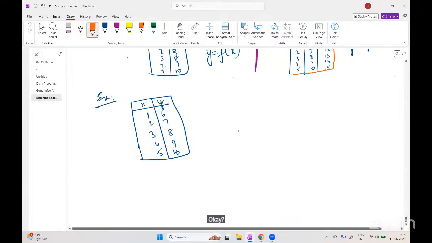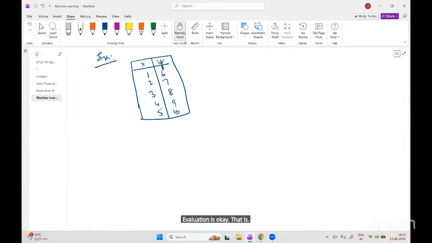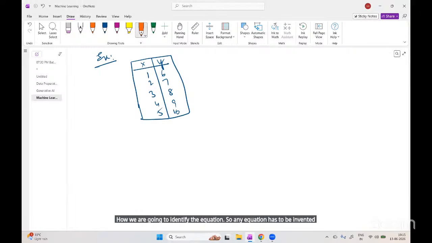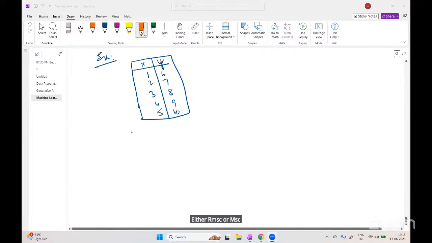Now, here, first I'm going to have this data. Let us, for this data, how will I identify the equation? Evaluation means okay. That is evaluation, fine. First, I want the equation. How we are going to identify the equation? So any equation has to be invented in such a way, finally the error should be minimum. Which error? Normal error, y minus y hat? No. Which error? Mean square error or RMSE. Either RMSE or MSE. So we have to identify the equation.